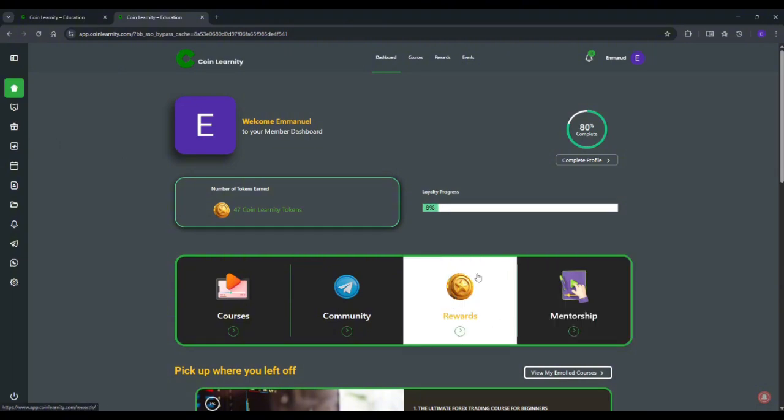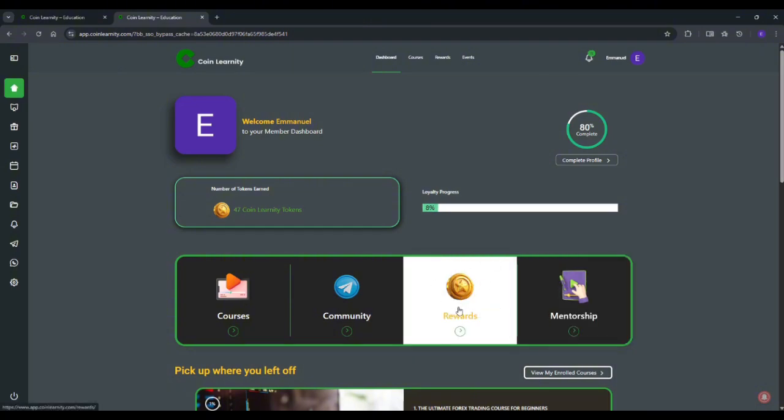Now, moving forward, let's talk about the reward section of the personal learning area. The reward section allows users to earn coin Learnity tokens by watching videos in the reward areas. By engaging with these videos, users can accumulate tokens, which helps them progress towards earning badges and unlocking other rewards. It's an easy and fun way to earn while continuing your learning journey. So if you want to learn while you earn, you can take advantage of the personal learning area.